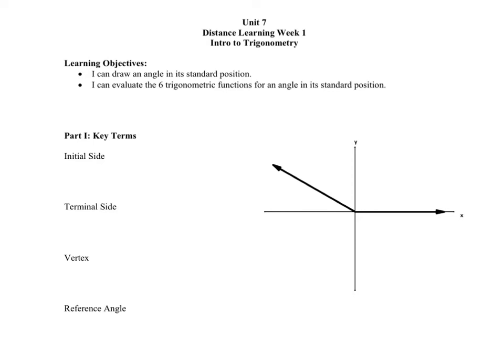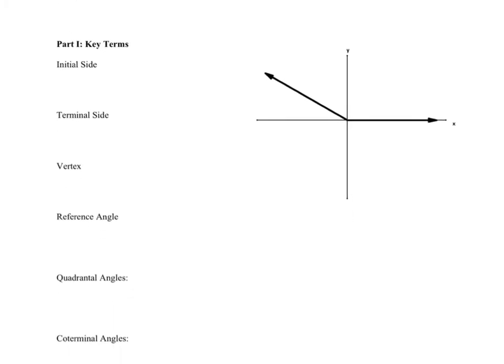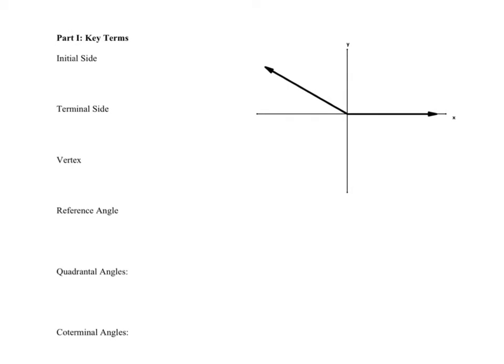This week we're going to be learning about unit circle trigonometry, where we have angles in the coordinate plane. To start off with, let's talk about some key vocabulary. When we have an angle in the coordinate plane, the side of the angle that is, or the ray that's on the positive x-axis is called the initial side.